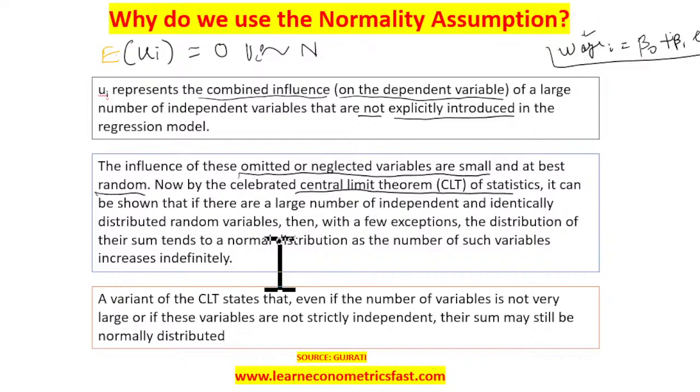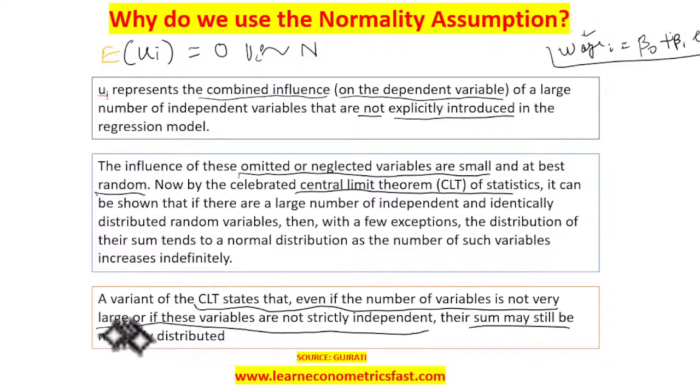Next, this central limit theorem states that even if the number of variables is not very large, or if the variables are not strictly independent, their sum may still be normally distributed.